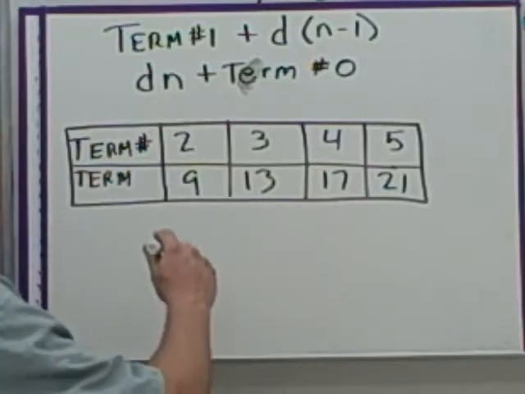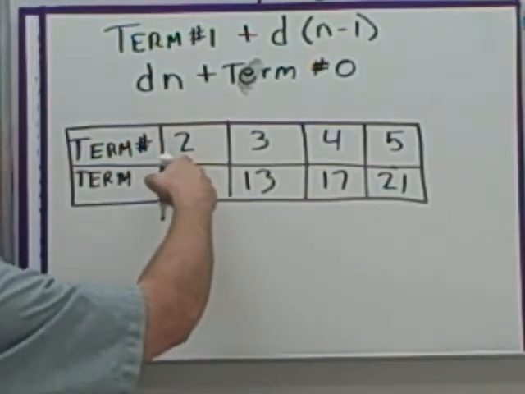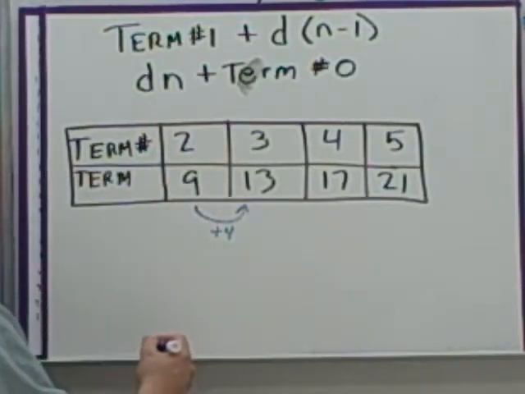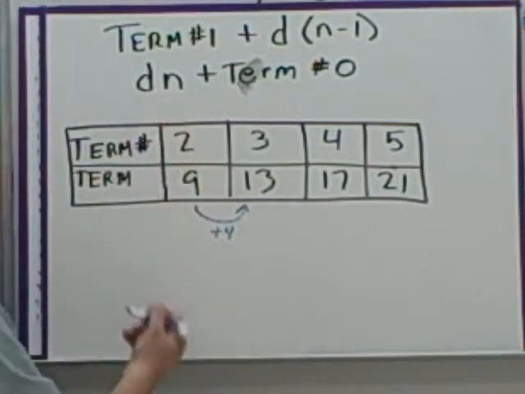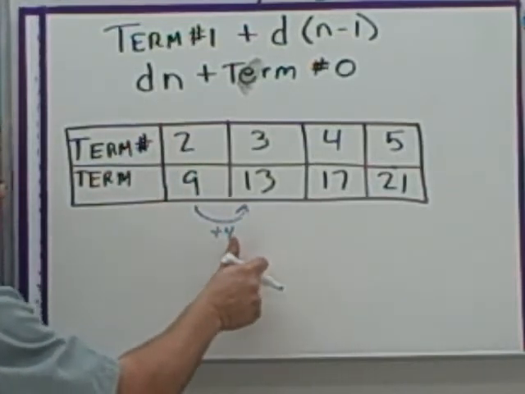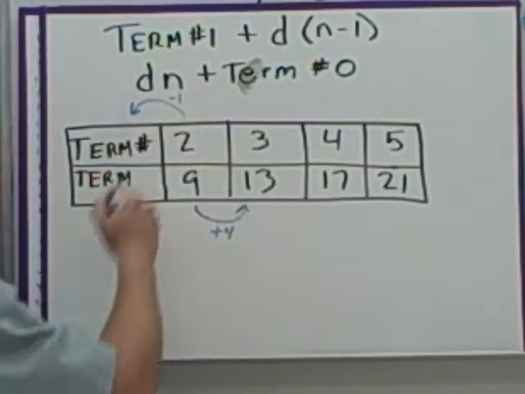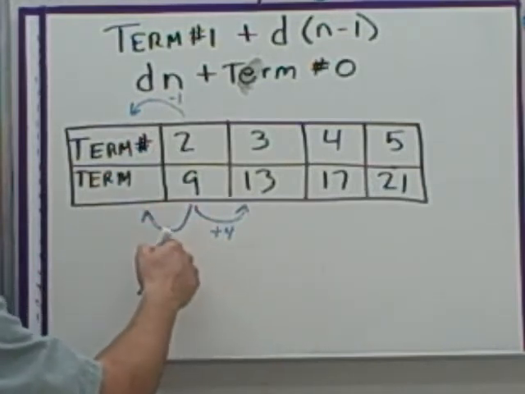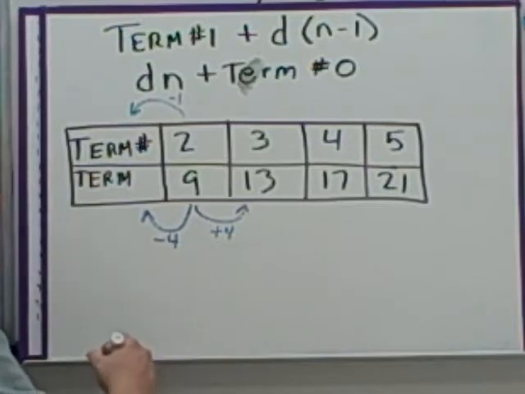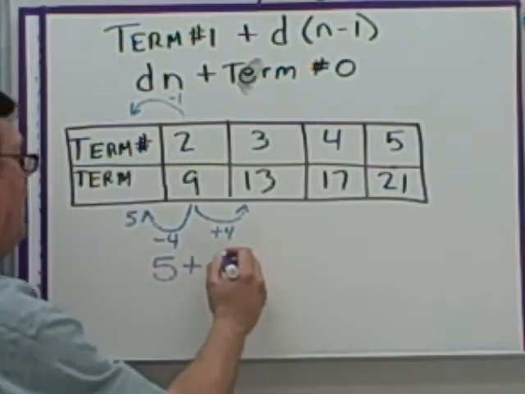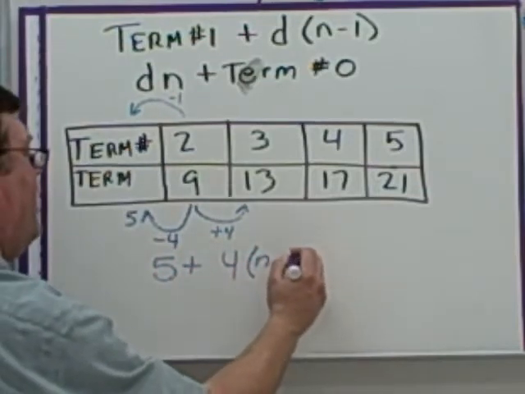Using the other expression here, the term 1 would not be this one. I'm going up by 4 in this case. So in order to find out what term 1 is, since going in this direction I'm adding 4, in this direction I'm going to do the opposite. Going back to term 1 would be going down 1, which means subtracting 4. 9 minus 4 is going to give me 5. So my first term in the old expression would be 5, and I have 5 plus the common difference of 4 times n minus 1.